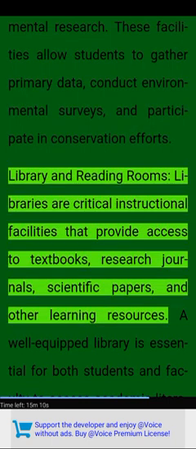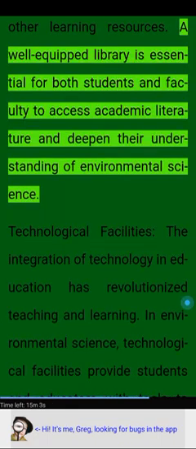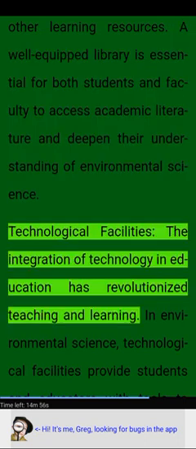Library and reading rooms. Libraries are critical instructional facilities that provide access to textbooks, research journals, scientific papers, and other learning resources. A well-equipped library is essential for both students and faculty to access academic literature and deepen their understanding of environmental science.